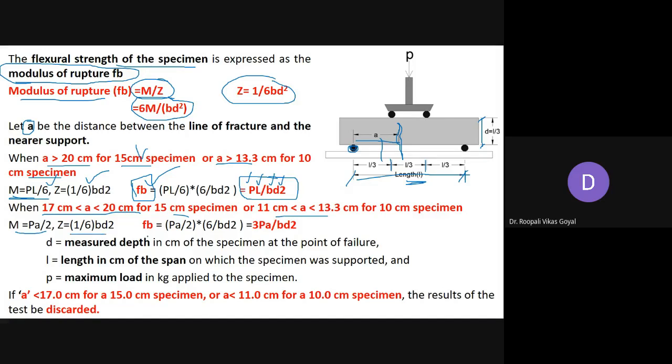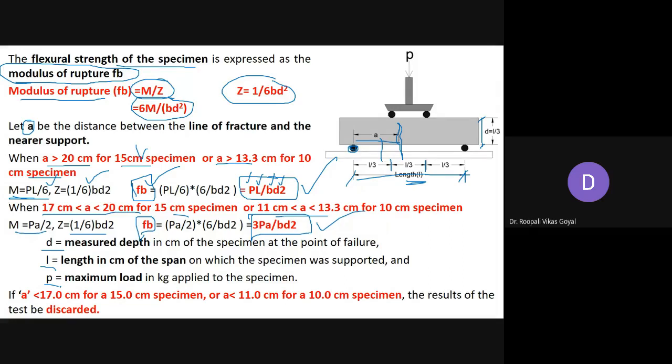So this fb value, the flexural strength value that you are getting, comes out to be 3Pa upon bd square. Generally this flexural strength value can be found out based upon the crack which is developed and its distance from the nearest support. Here d is the depth of specimen at the point of failure, l is the length of span, not the specimen. The specimen length is 70, the span length is 60 centimeter. And P is the maximum load at which the failure occurs.